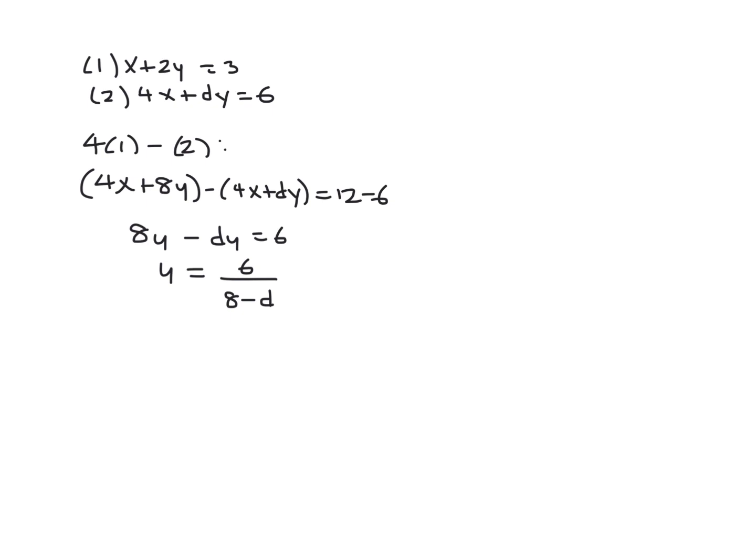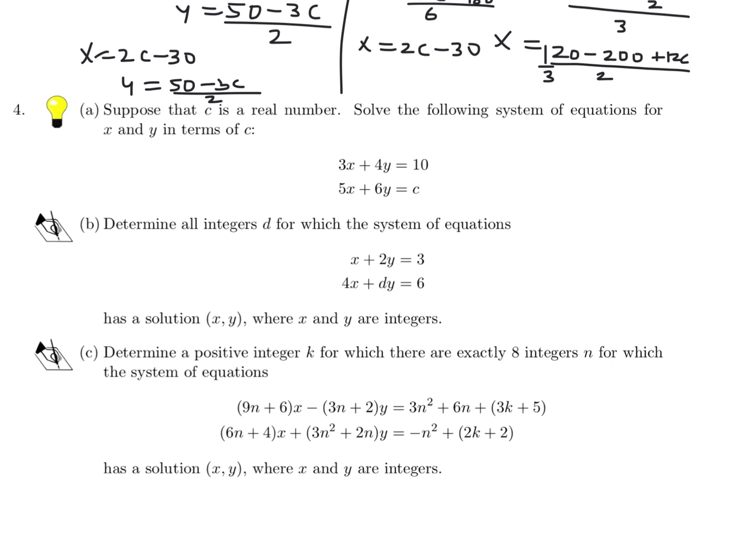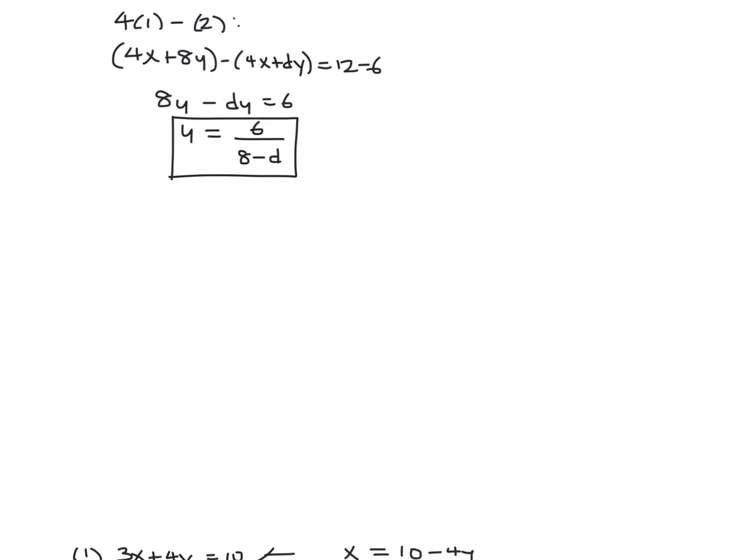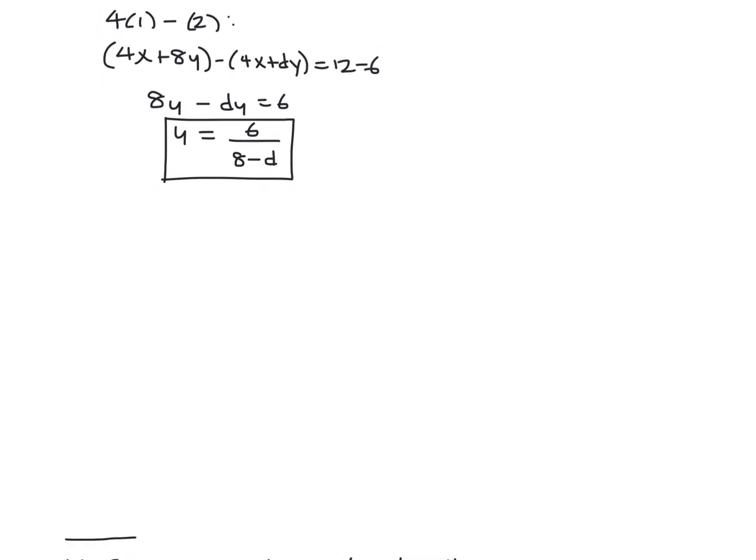Okay. All right, so what do we do now? y is equal to 6 over 8 minus d. I guess this is a pretty important finding because then we have to figure out values of d that would make y an integer because they're integers, right? Let's just double check here. Yeah, they're integers. Okay. Well, the only way that y can be an integer is if 8 minus d is divisible into 6.